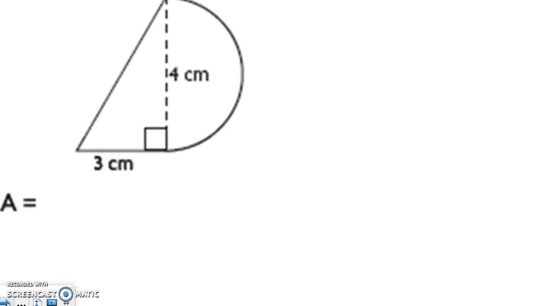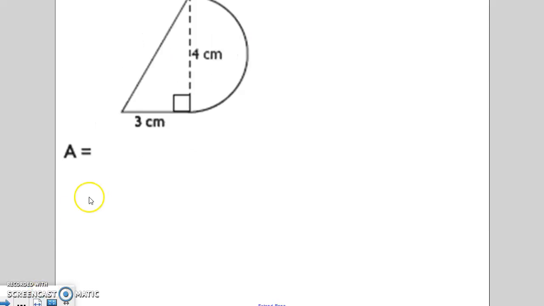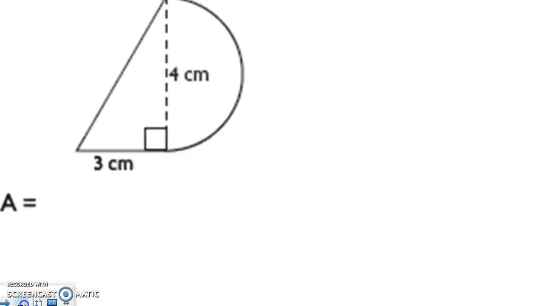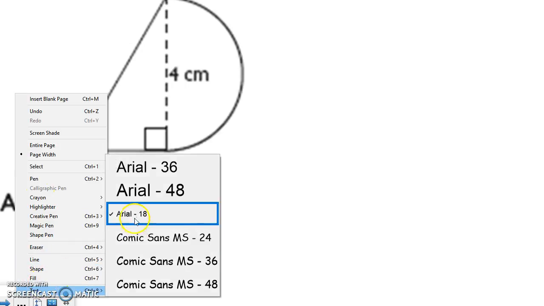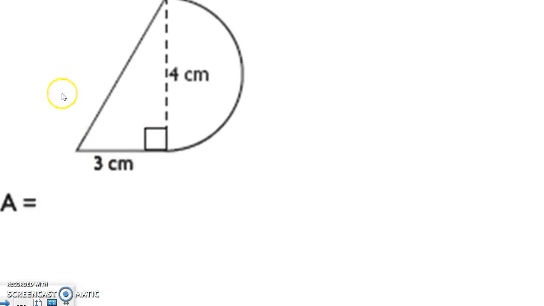All right, here's one. It is already split for us. We have a triangle and a half circle. So to find the area of the triangle, we do half base times height. So the area of the triangle is half the base, which is 3, times the height, which is 4. So half of 12 makes this area just 6 centimeters squared.